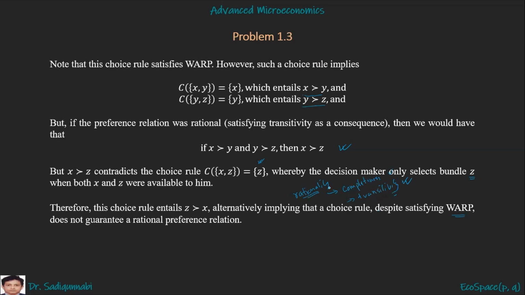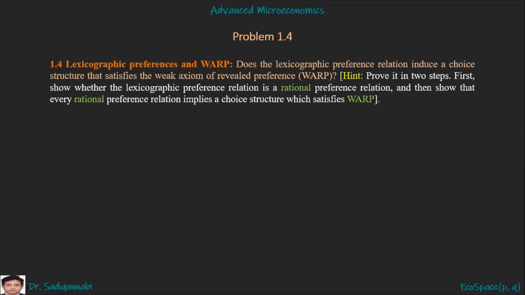So here, although the given choice rule satisfies WARP, it doesn't guarantee that this preference relation is rational. So this ends our problem 1.3. So let's move on to problem 1.4.